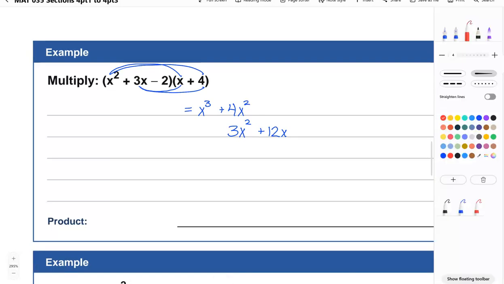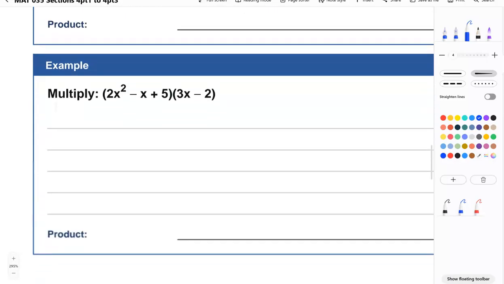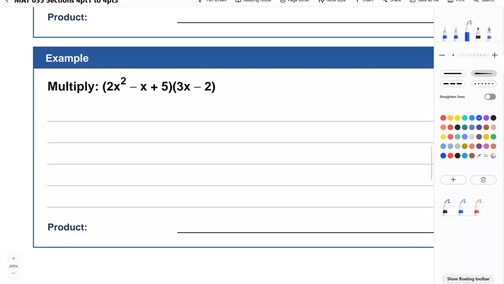And then we need to distribute that negative 2. So negative 2 times x is a negative 2x. So see how I'm lining that up? And then negative 2 times 4 is a negative 8. And that's just a plain old number, and I don't have any other plain old numbers. What's nice is that now everything lines up, and I can see it real easy. So we have x cubed plus 7x squared plus 10x minus 8. And there is my product. This is where you may want to pause the video, try it, come back, check your answer.